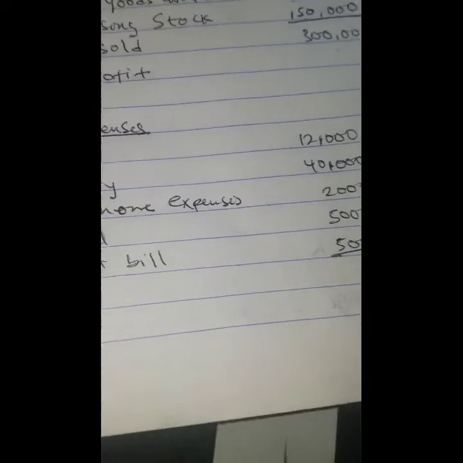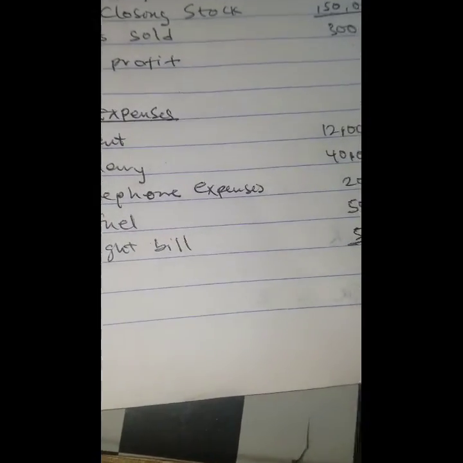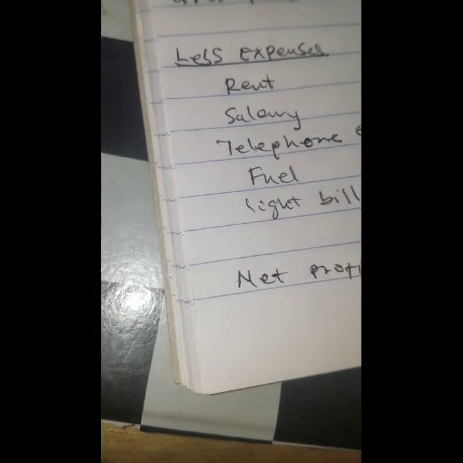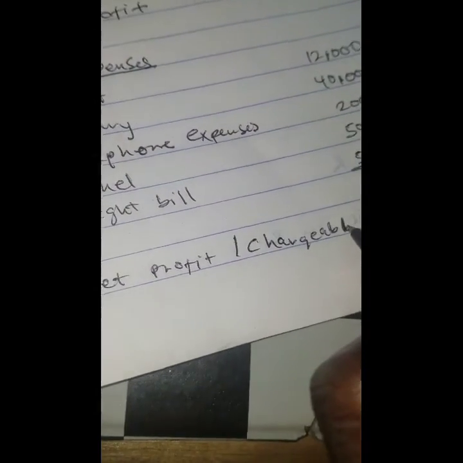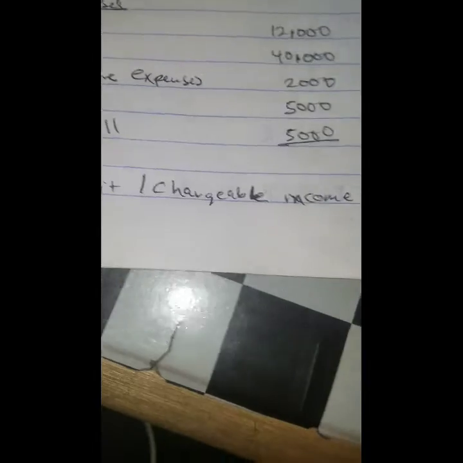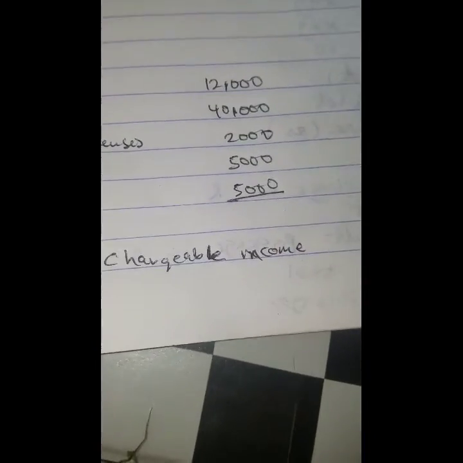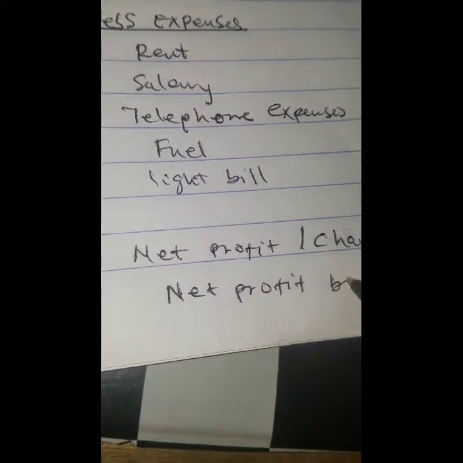you arrive at 64,000 Ghana cedis. Here we have 300,000 Ghana cedis. If you deduct 64,000 Ghana cedis from 300,000 Ghana cedis, you arrive at your net profit or chargeable income. This is your chargeable income. So when you deduct this from this, you arrive at 236,000 Ghana cedis, our chargeable income. In accounting, we call it net profit before tax.